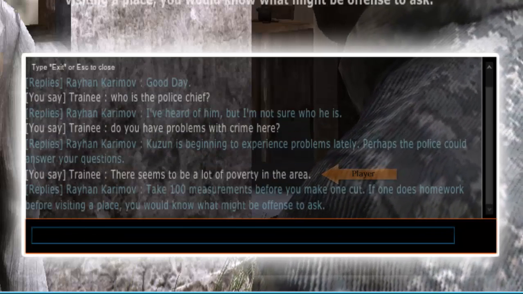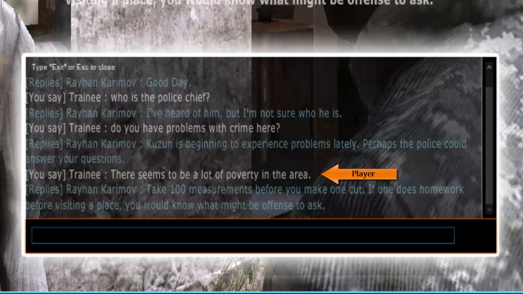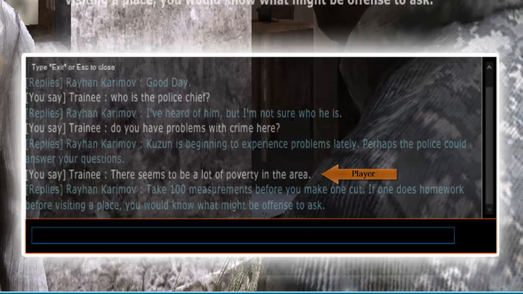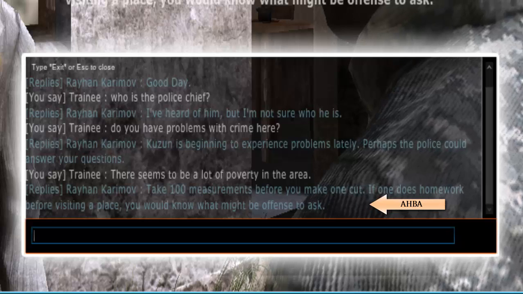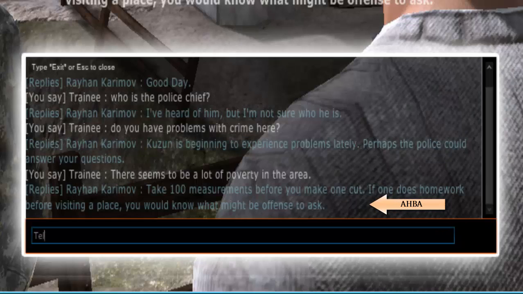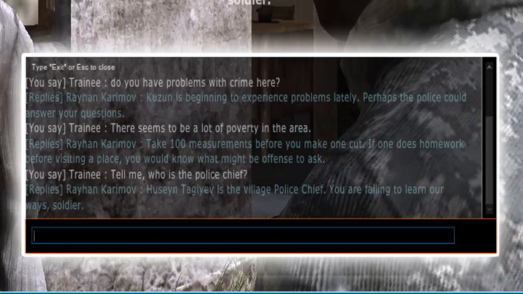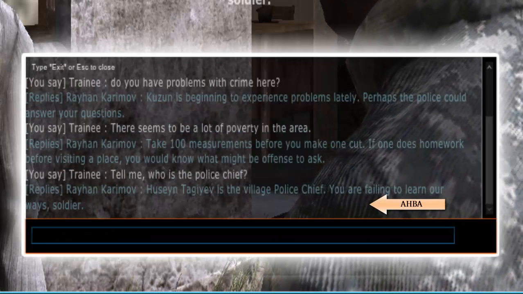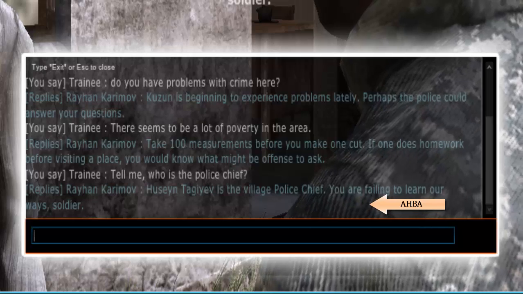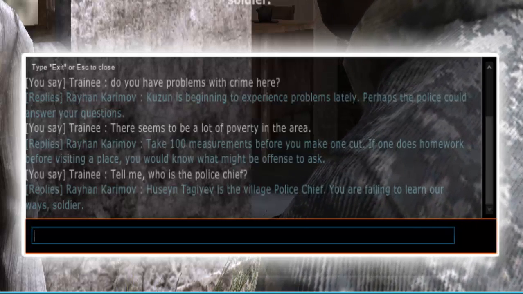And Rayan would find this statement particularly insulting and inappropriate from a stranger, so he replies with a proverb, and now we'll ask one more time. And at this point, Rayan has decided that he does not trust us and decides to lie in order to throw us off course.